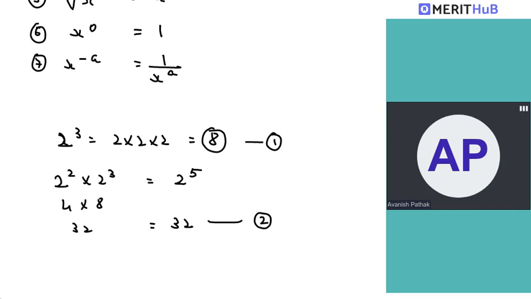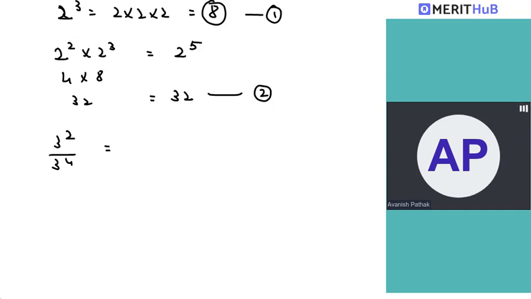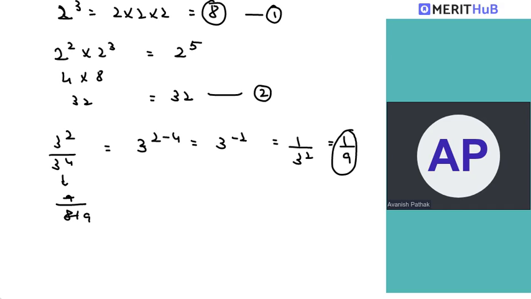Again, if I have something written as 3 square over 3 to the power 4, that can be written as 3 to the power of 2 minus 4, which is 3 to the power minus 2, and that's written as 1 by 3 square, or 1 by 9. If we solve it directly, 3 to the power 2 is 9 and 3 to the power 4 is 81. If we cancel this, we get the same answer as 1 by 9.